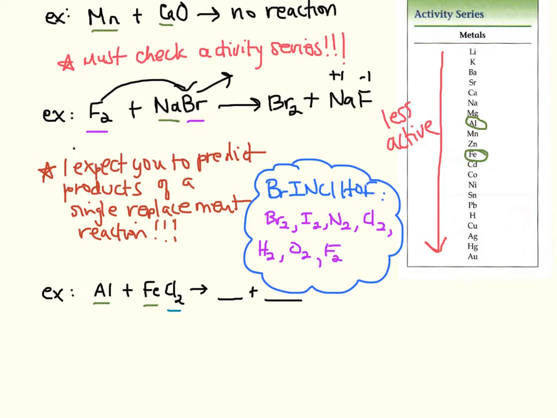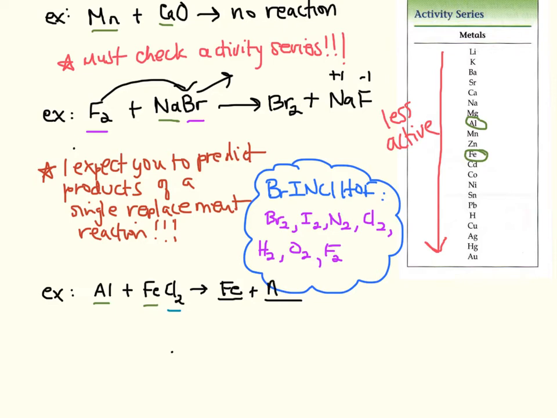By the way, if it wasn't going to work out that way, if it wasn't above on the list, you would just write no reaction, like I did up here. But in this case, we're going to get a reaction. So to predict our products, we know that the iron is going to be left all alone. That's easy. And iron's not diatomic. None of the metals are, so it's just Fe, iron.